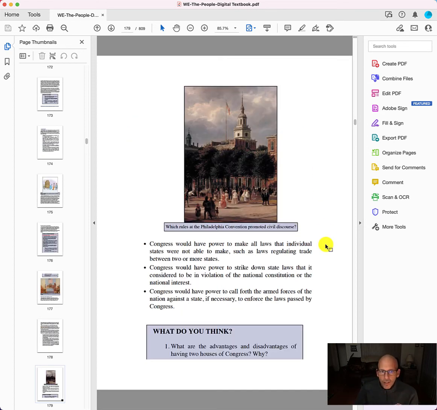Congress would have power to make all laws that individual states were not able to make, such as laws regulating trade between 2 or more states. Congress would have power to strike down state laws that it considered to be in violation of the national constitution or the national interest. Congress would have the power to call forth the armed forces of the nation against the state if necessary to enforce laws passed by the Congress.